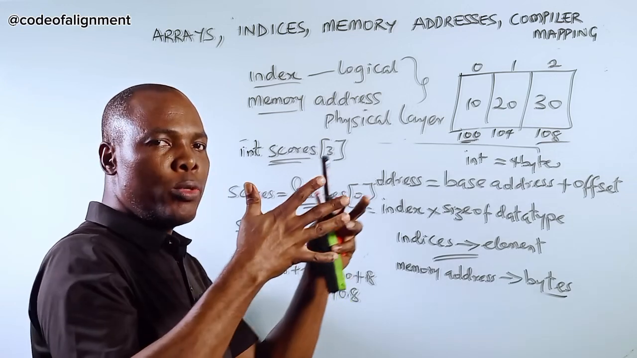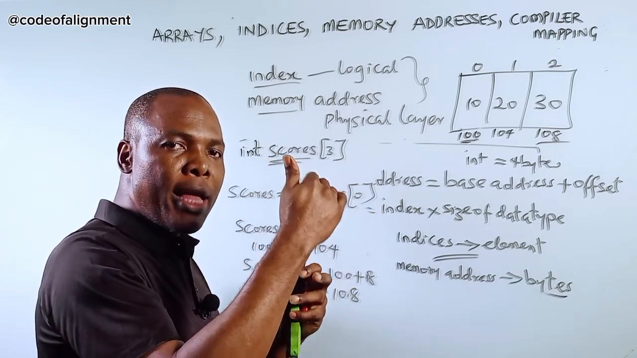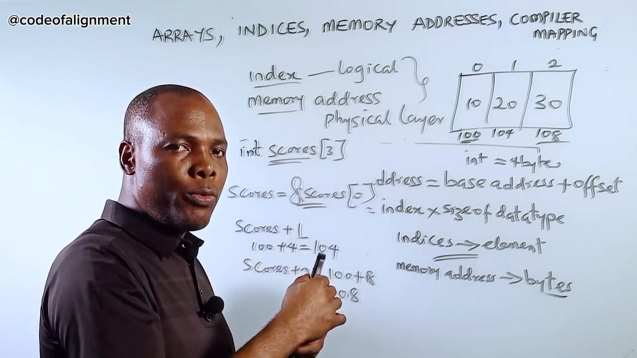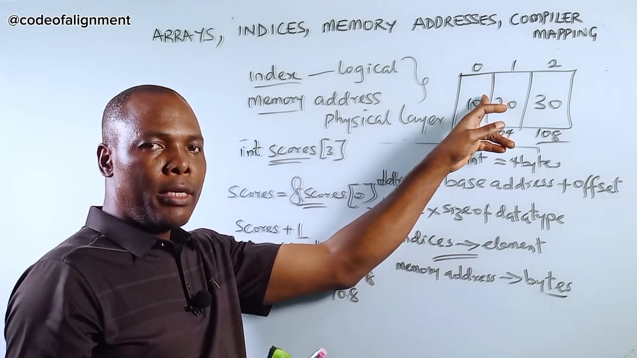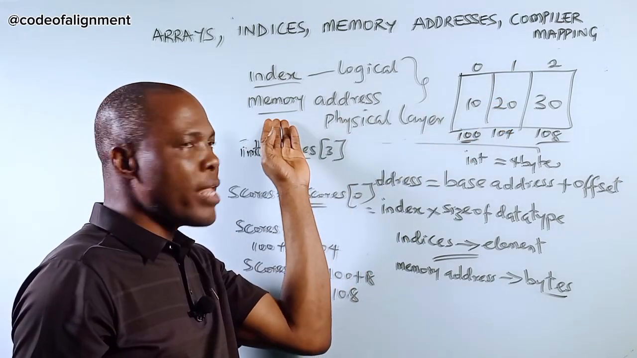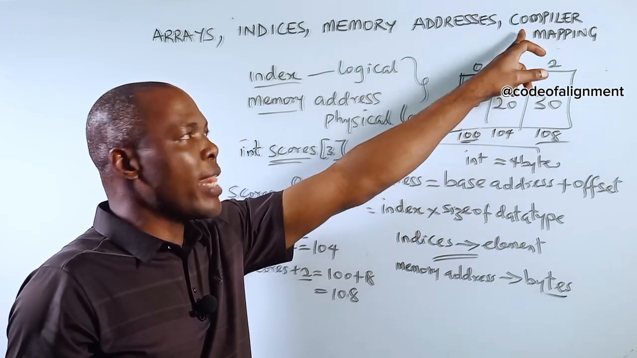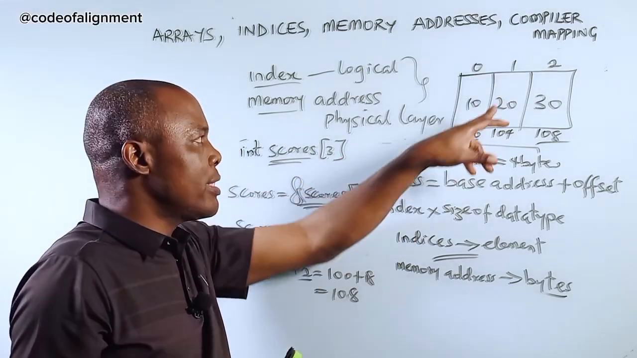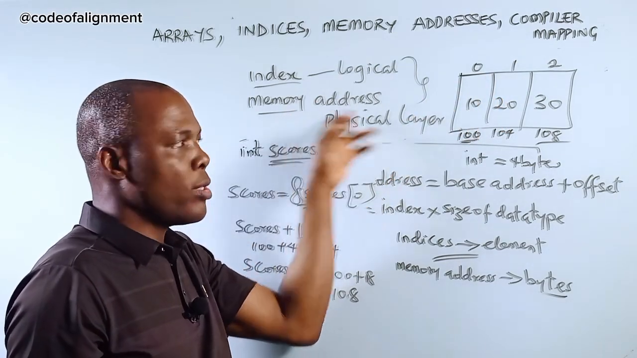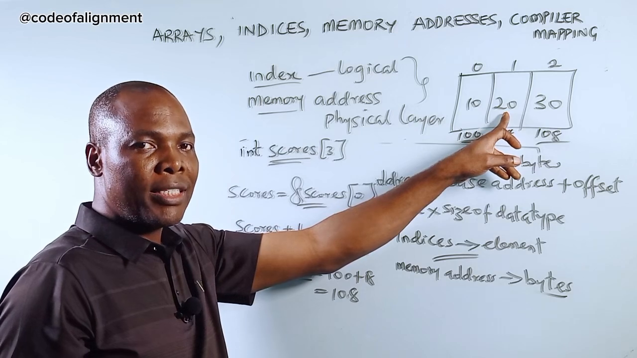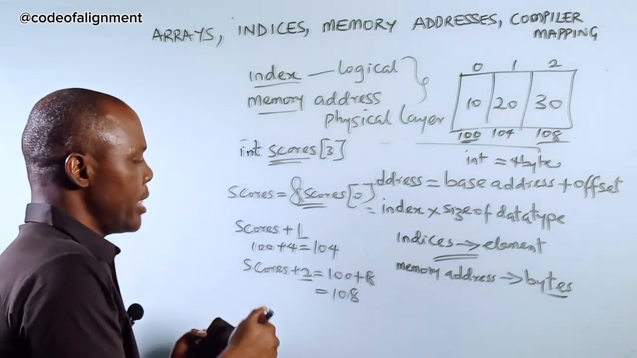So that's what I want to show you in the class of array. That array has 2 layers, which is the logical layer and the physical layer. In the logical layer, in which the programmer is dealing with, we have index mapped to what? Element. In the physical layer, we have memory address mapped to what? Byte. Then it is the responsibility of the compiler to now map this index to the actual memory address in order to pull out the element that is existing in that location.